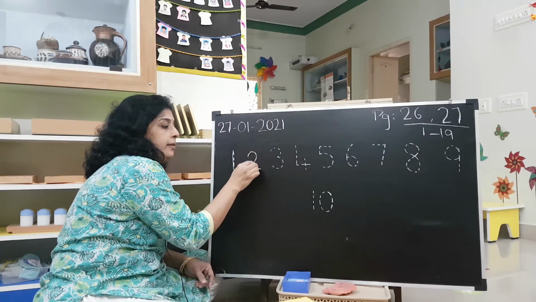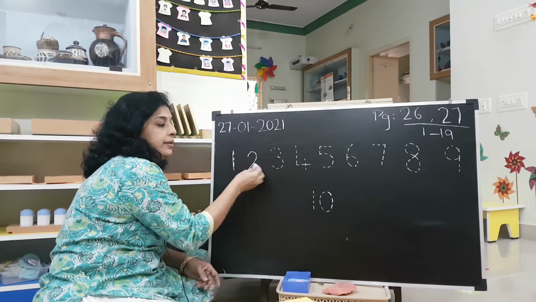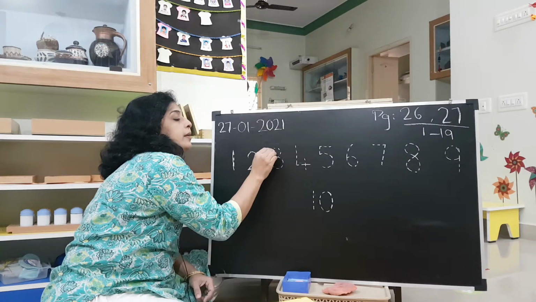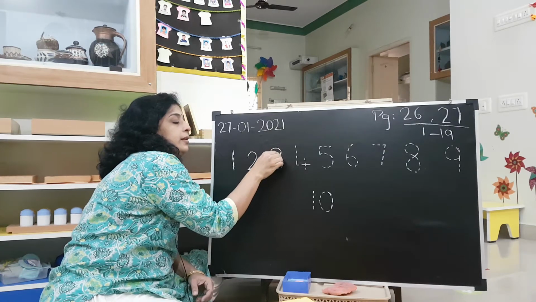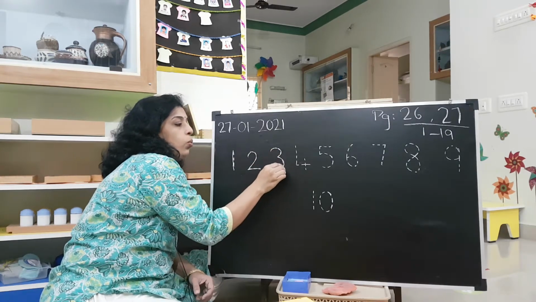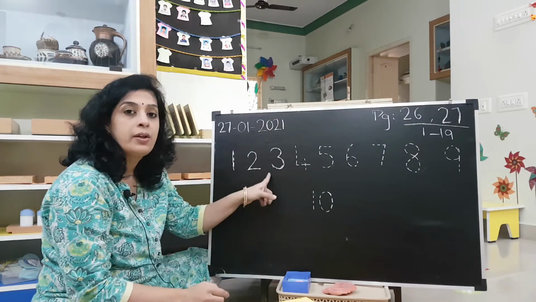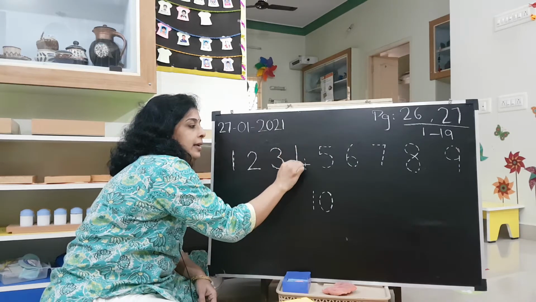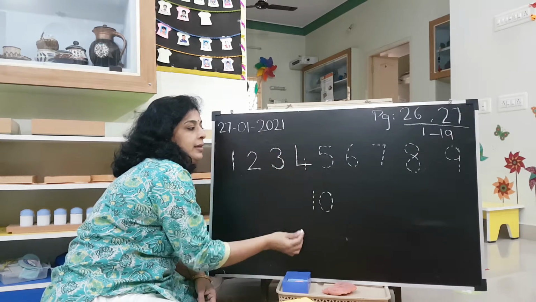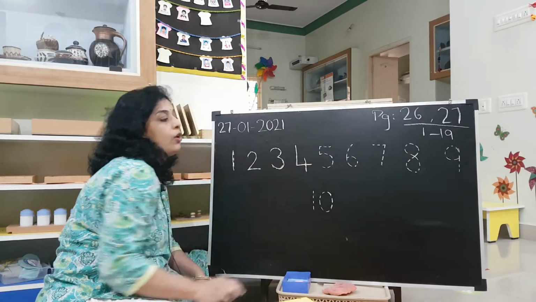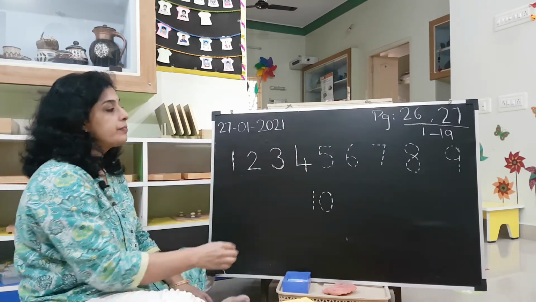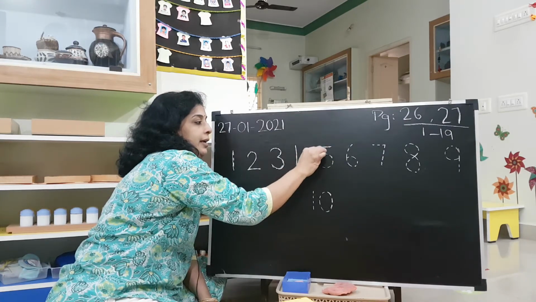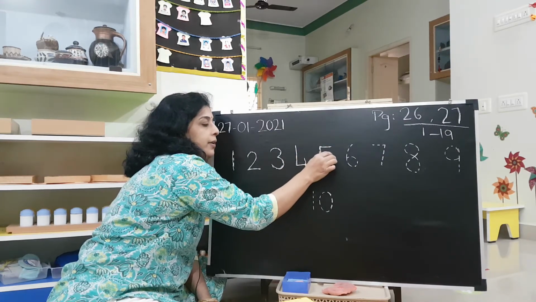Curve line, sleeping line. Say, what is this? 2. Next one, curve line, one more curve line. 3. Standing line, sleeping line, standing line. 4.